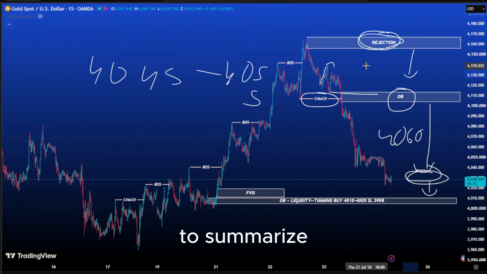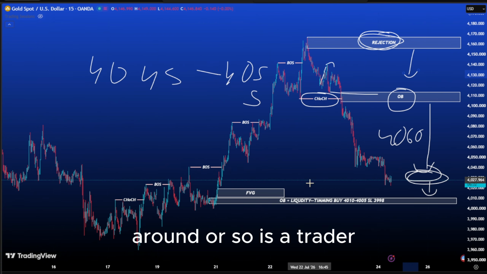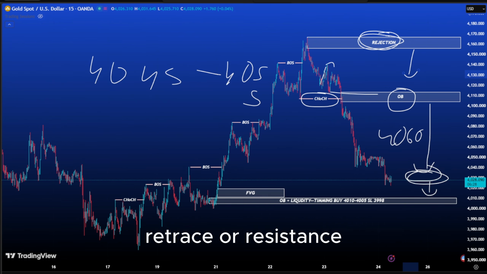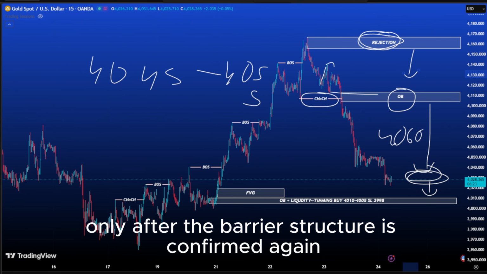To summarize, the current strategy is not to chase a sell position around 4,000. A more reasonable approach is to wait for price to retrace to resistance, observe the reaction, and enter only after the bearish structure is confirmed again.